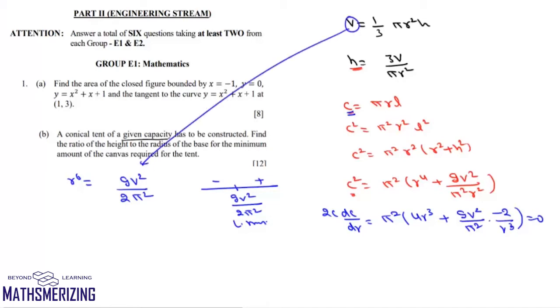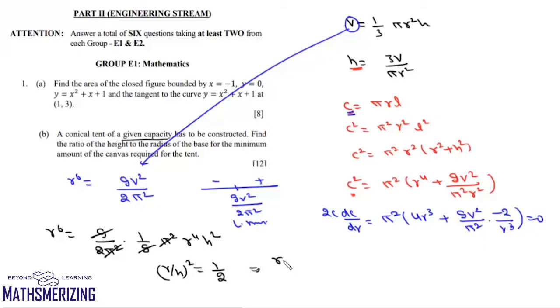Now we'll put the value of v, we'll get r to the power 6 as 9 upon 2 pi square, and here v square will be 1 upon 9 pi square r to the power 4 into h square. This 9 will cancel, pi square will also cancel. We can write (r upon h) whole square, and it will be equal to 1 by 2. That is, the value of r upon h should be 1 by root 2. Now we need to find the ratio of the height to radius of the base. So h upon r will be simply root 2, and that's the answer to this question.